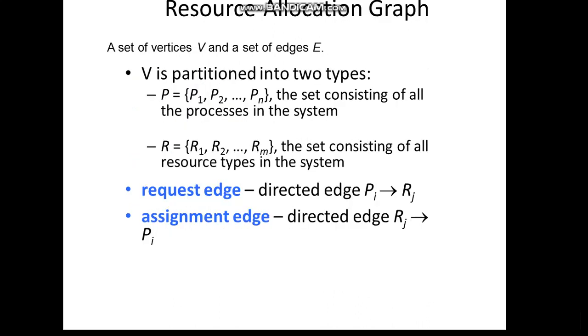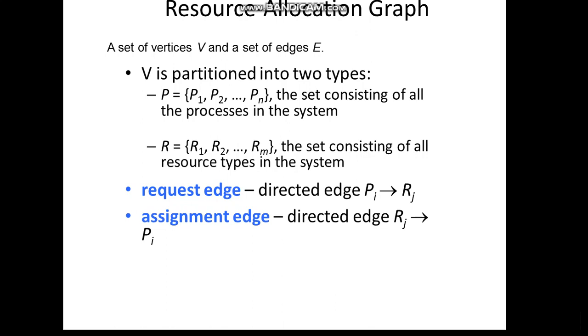So this is indicated with one of the data structures that we call a resource allocation graph, which is indicated with a set of vertices V and a set of edges E. So we are partitioning into two types: P, the set consisting of all the processes in the system, and the set consisting of all the resources in the system.